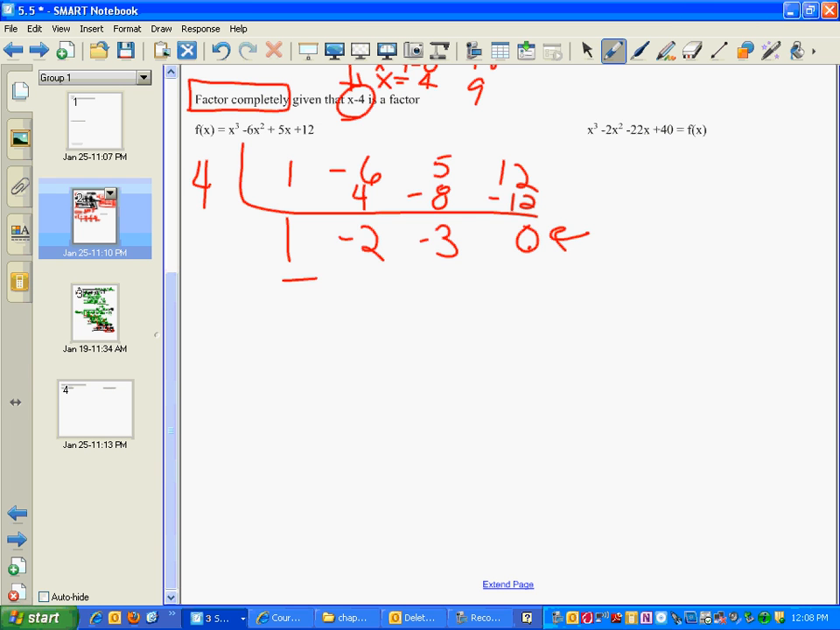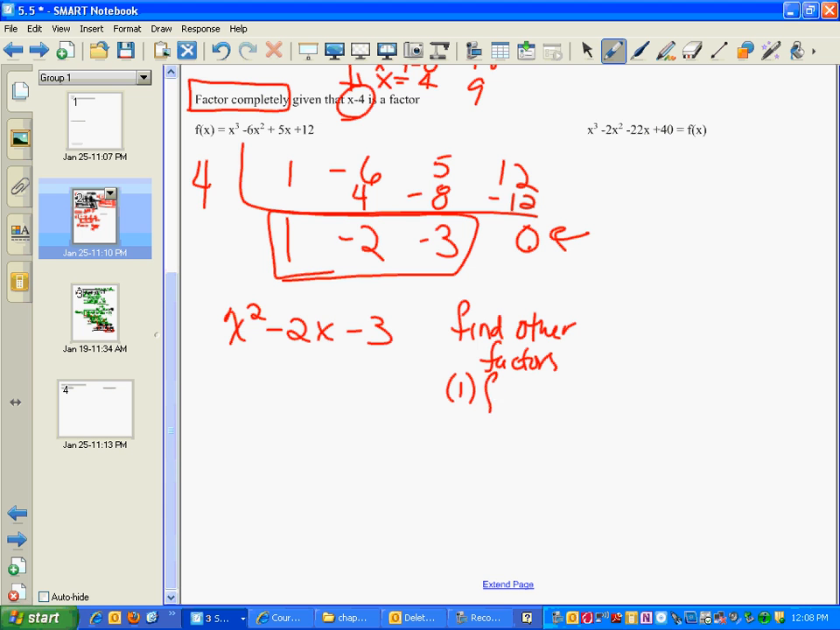So let's write this as a polynomial. What is this polynomial? And I have no remainder, right? So I don't have to go 0 plus whatever. To find the other factors, you can factor. You can use the quadratic formula. If you can't find it, and I'm asking you to factor, then the quadratic formula will also work. So this factors to x what?